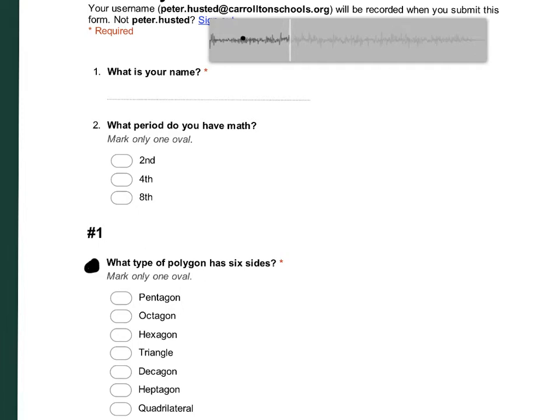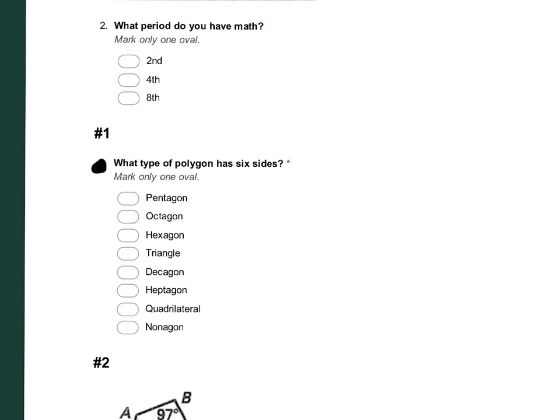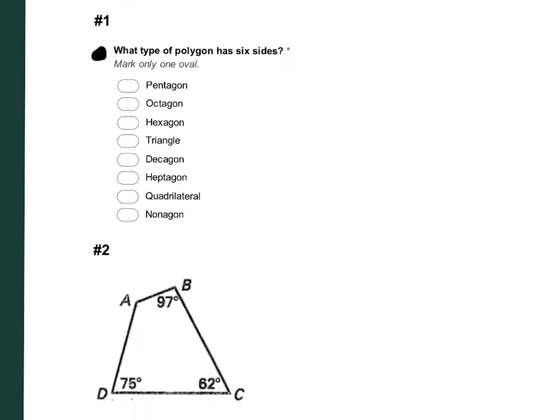Okay, here we go. Number 1 asks, what type of polygon has 6 sides? Okay, so which polygon has 6 sides? Is it a pentagon, an octagon, a hexagon, a triangle, a decagon, a heptagon, a quadrilateral, or nonagon? 6 sides. You mark just one on there.